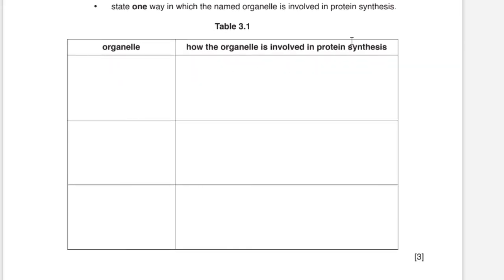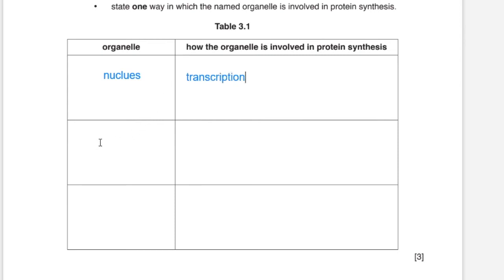Well, first off, proteins need a code or a length of DNA that codes for the sequence of amino acids in the polypeptides, and that would be the gene present in a nucleus. So the first organelle we're stating would be the nucleus, and it's used to transcribe the mRNA using the genetic code. So it is required for the transcription process of protein synthesis.